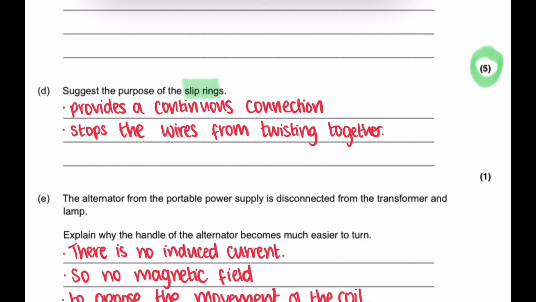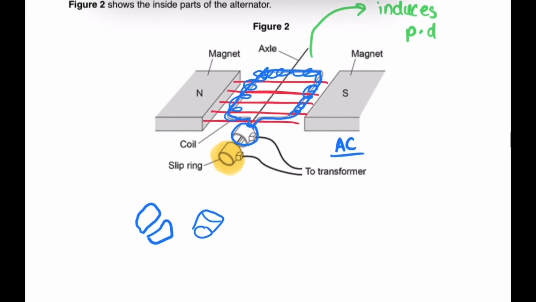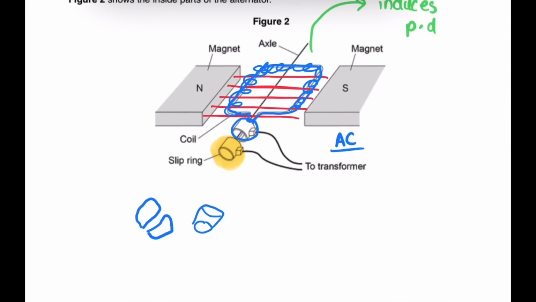Now, there's also another one called the split ring. Well, you could literally tell that it is splitting, so it won't provide a continuous connection. This means it will stop the wires from twisting together because, as you can imagine, these wires, if they continue to rotate, they will eventually tangle over each other.